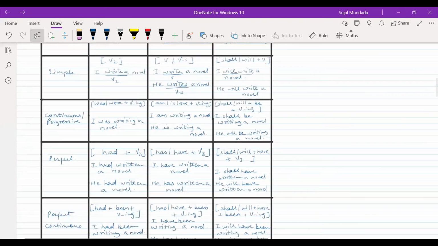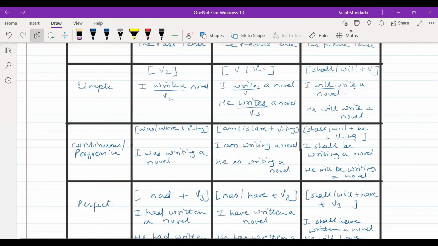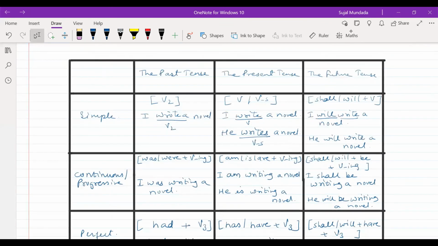Dear friends, my teaching experience till date has given me the experience, or I have learned, that mostly students find it very difficult to understand the tenses. But this is very simple. Now, if you focus on the verb structure, you will find that tenses are very, very easy.